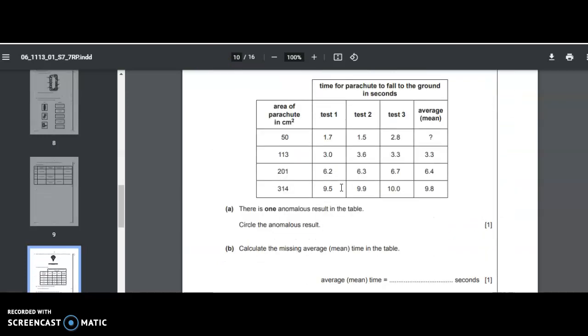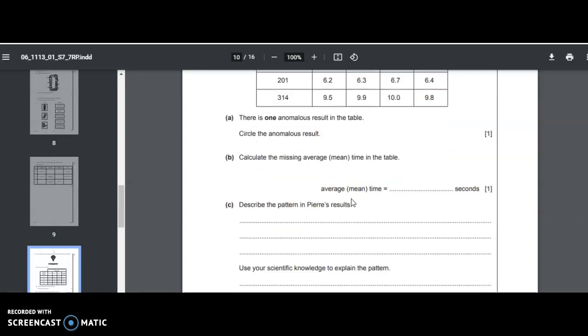Next, the word anomalous. What does the word anomalous mean? There tends to always be a question involving this word, so it means the one that is not normal. So which one of these numbers right here is not normal? I will let you find that out on your own through the mark scheme.